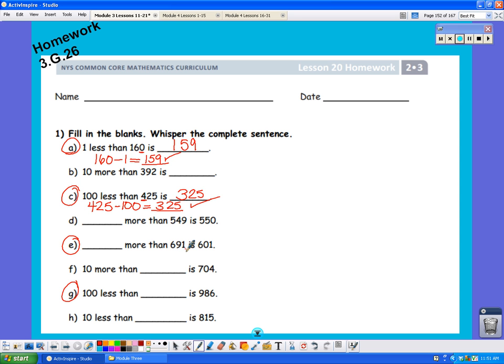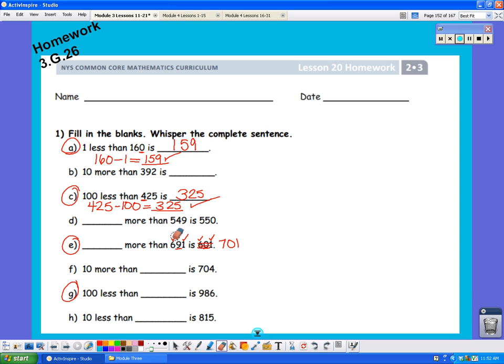Part E. Blank more than 691 is 601. The numbers in the hundreds place stay the same. The tens place are different. The ones place are the same. Well, if I look at this number, blank more than 691 is 601. Well, that doesn't make any sense. So this is actually a typo error, and if your paper is correct already, then that is great. If not, you want to cross it out and put 701 in its place so that it makes better sense.